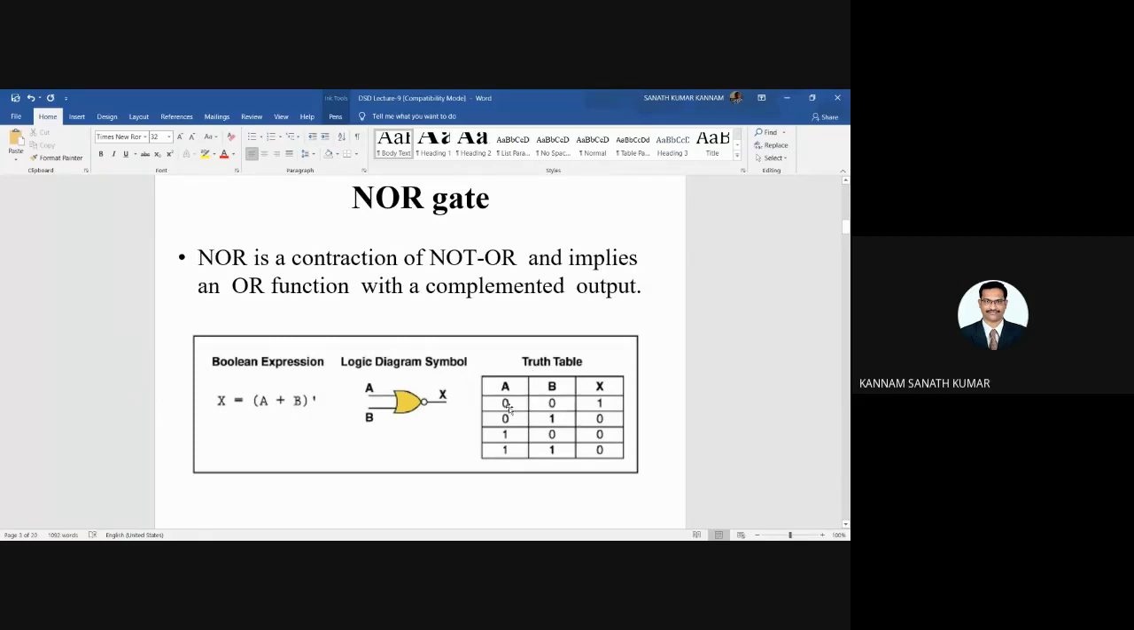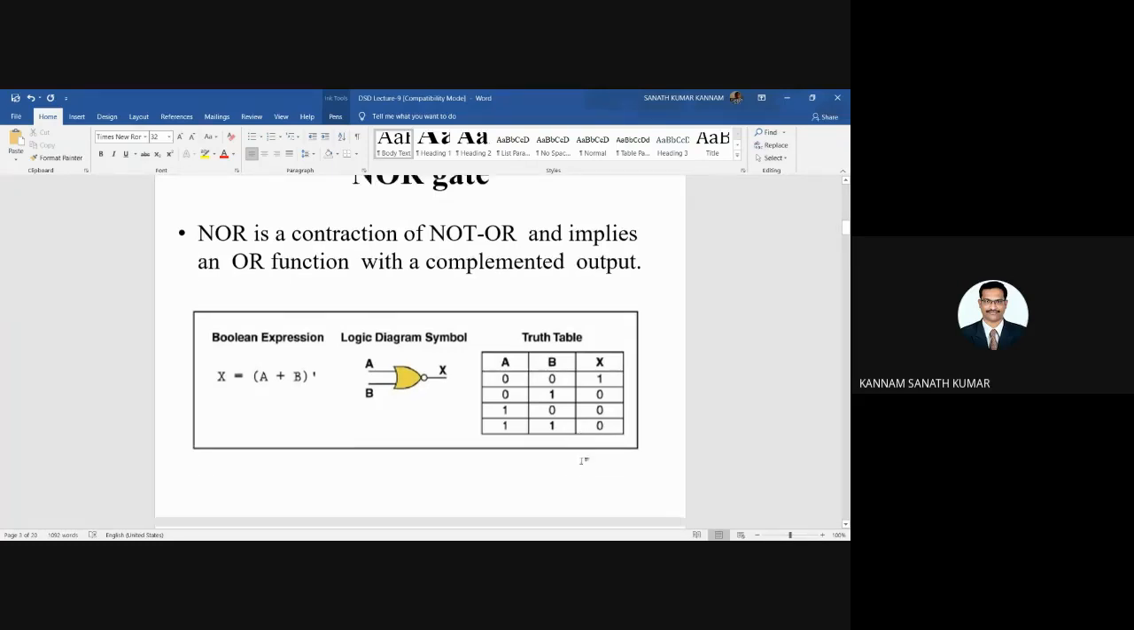See here, when any of the inputs is 1, you are getting output as 0. When both inputs are 0, you are getting output as 1. When A and B are 0, 0, you are getting 1. A and B are 0, 1, you are getting 0; 1, 0, 0; and 1, 1, 0. So this is nothing but the NOR gate. When any of the inputs is 1, irrespective of the other input, you are getting output as 0.